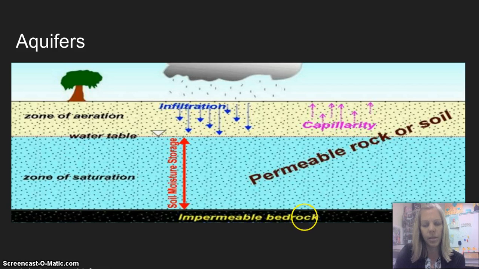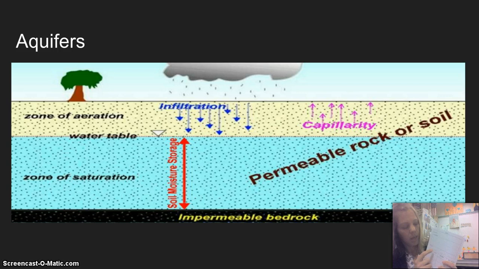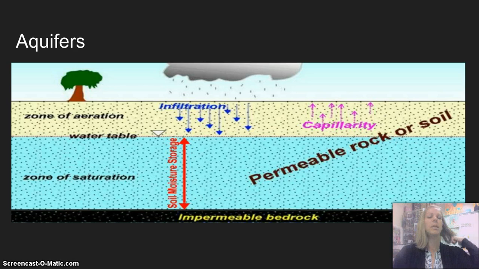impermeable bedrock. So what you might want to do on your notes is actually write beside bedrock impermeable. Another name for bedrock is just solid rock. So when you see something like this on a diagram, you would know that water cannot flow through it. So water would sit on top of it.